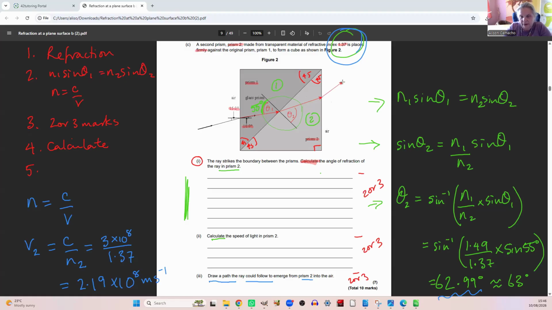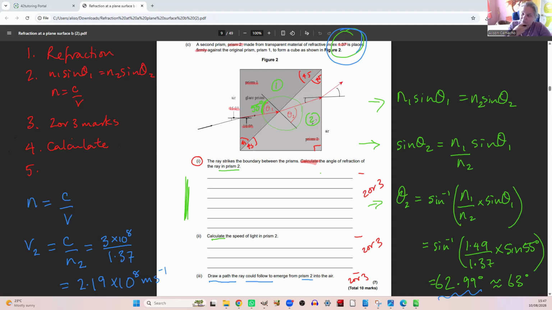But it's really clear that it's approaching the air-prism 2 boundary at much less than 45 degrees, and so it's unlikely to totally internally reflect at that point. So I'm going to put in the normal. Oh, that's rubbish. Let's try that again. Put it in the right place. That's more like it. Okay, so my angle of incidence, can you see, is really small, so it's not going to totally internally reflect, which means that's my angle of refraction.